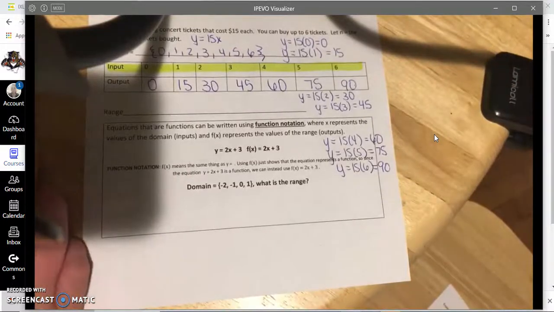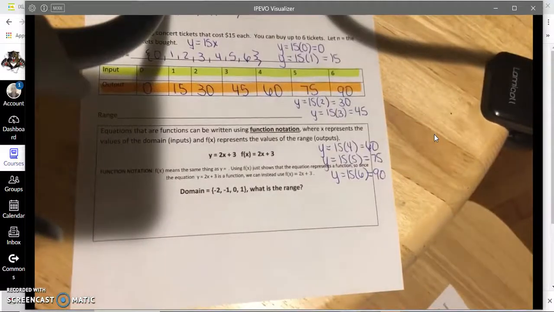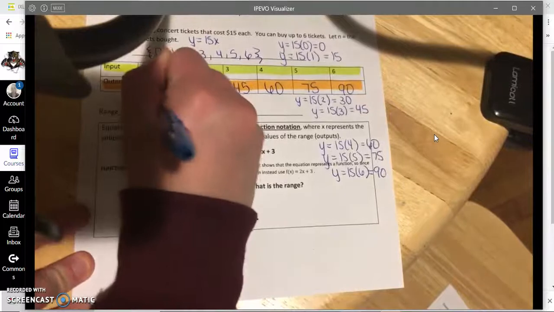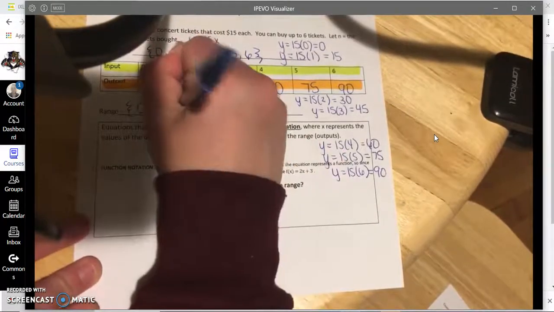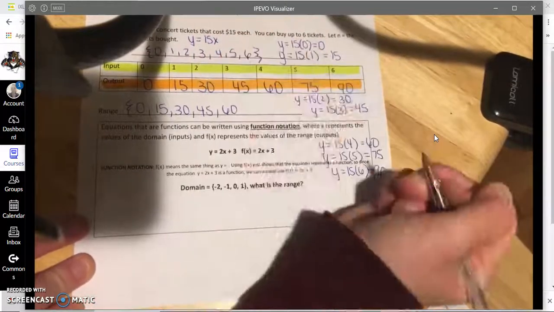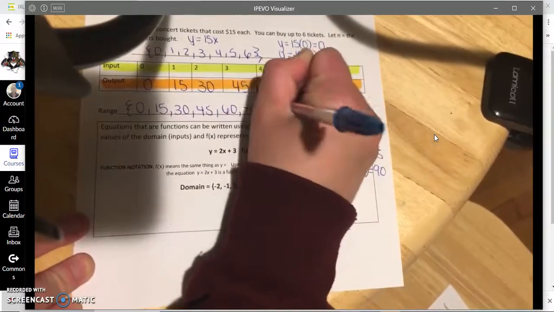So our range is going to be our output. So it's our numbers for our y values. So we have 0, 15, and you write them in order from least to greatest. 30, 45, 60, 75, and 90.